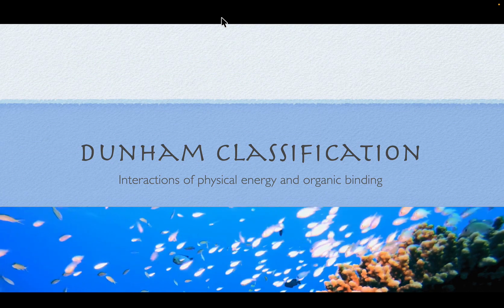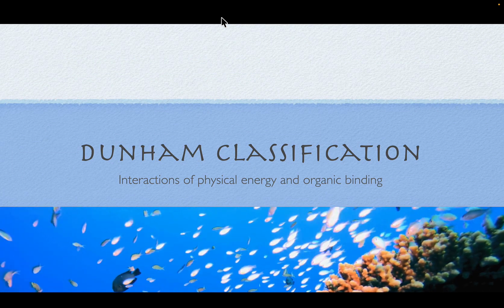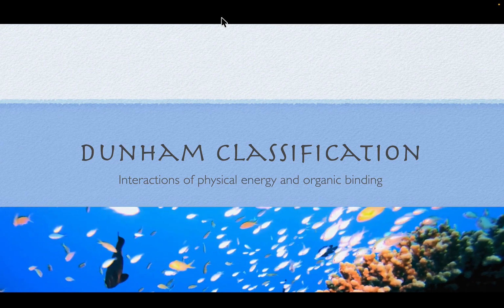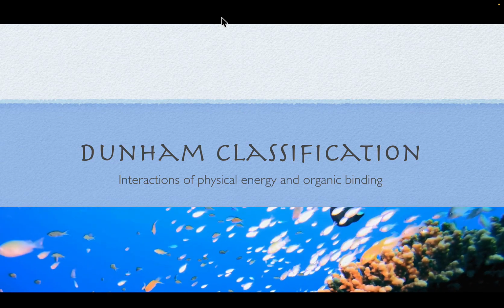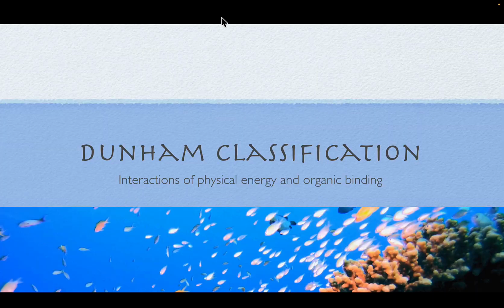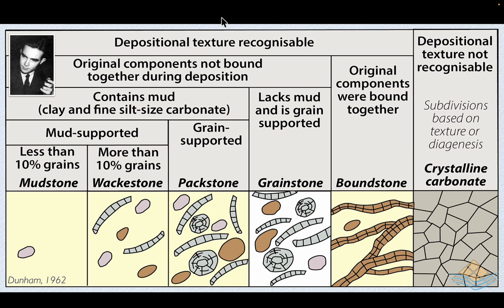Then we have Dunham's classification. This is probably the most widespread classification in use today, where Dunham looks at that interaction of physical energy and organic binding. At its simplest, the uppermost level of this classification breaks out the nature of the textural framework between particles. So we say depositional texture recognized, depositional texture not recognized. In other words, a heavily over-crystallized, overprinted texture we call a crystalline carbonate. A lot of dolomite spar would be classified as a dolomitic crystalline carbonate.